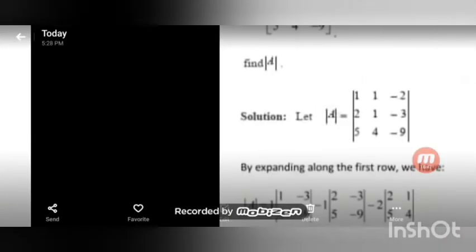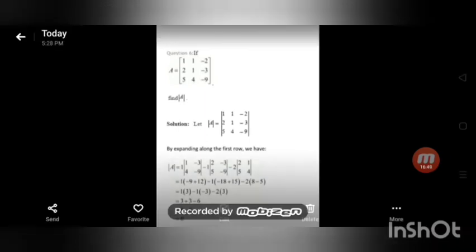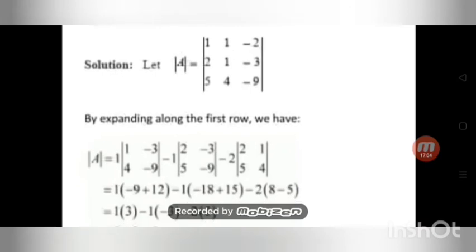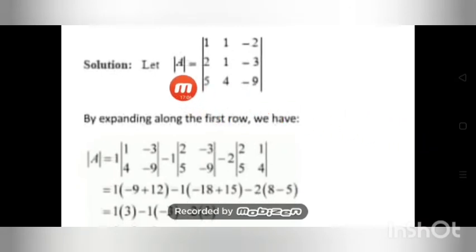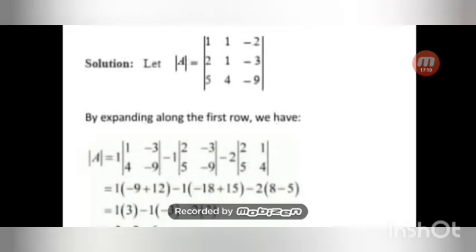Now let us go to the next, question number 6. So your question number 6 is also similar. A is given. A is 1, 1 minus 2, 2, 1 minus 3, 5, 0, 5, 4 minus 9. You have to get the determinant of A. So simply you replace the vertical bracket by a vertical line. You will have your determinant of A. Then the determinant of A is this much.